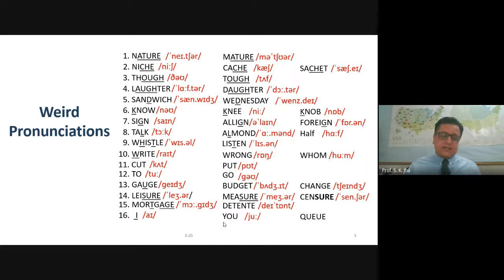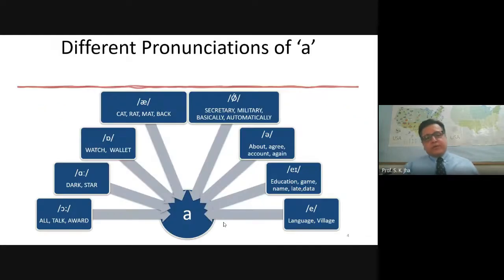That's why I said in the very beginning that this is a little weird in terms of pronunciation. So we have to learn it. There is no other way out. You have to learn it. But how to learn it? For that, now we are going further.